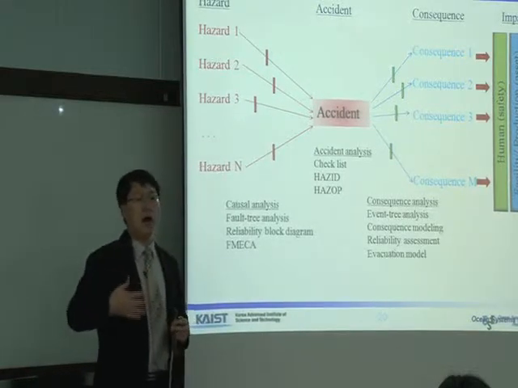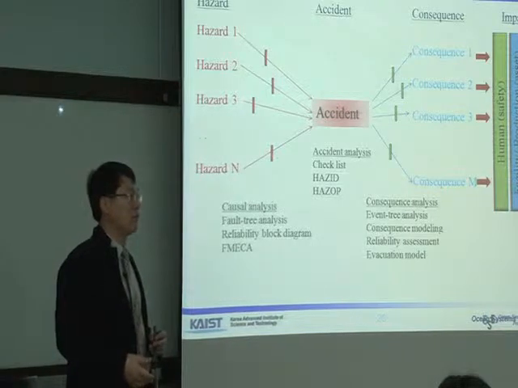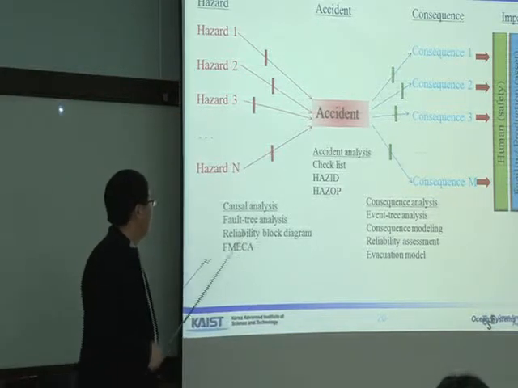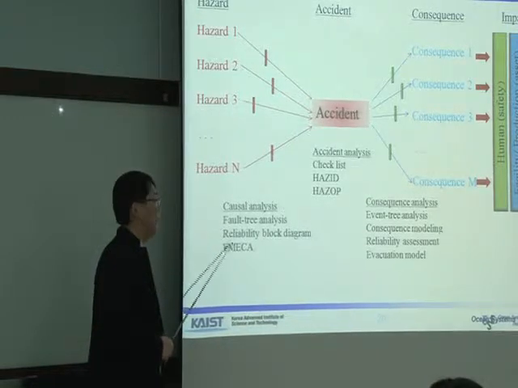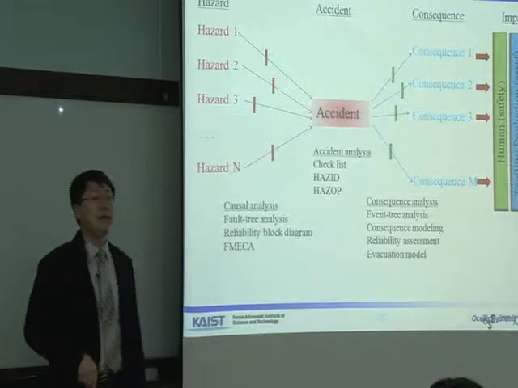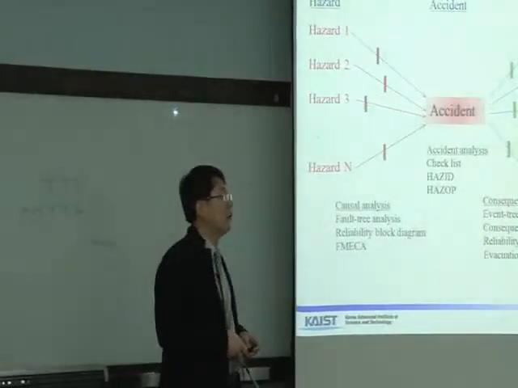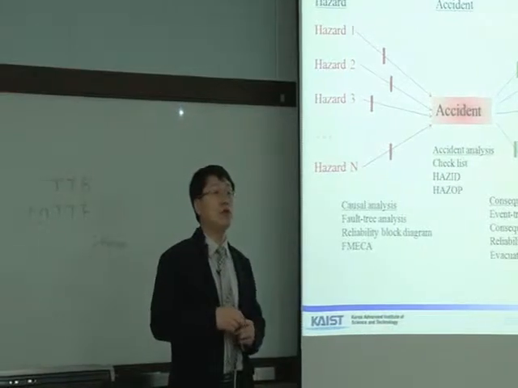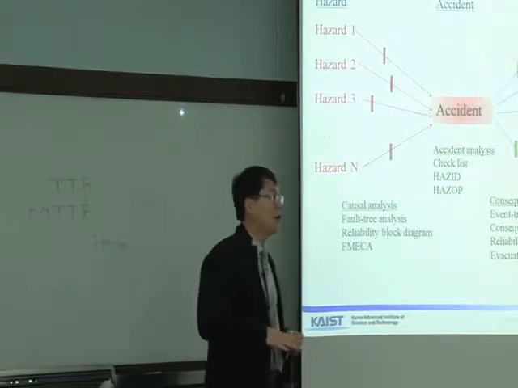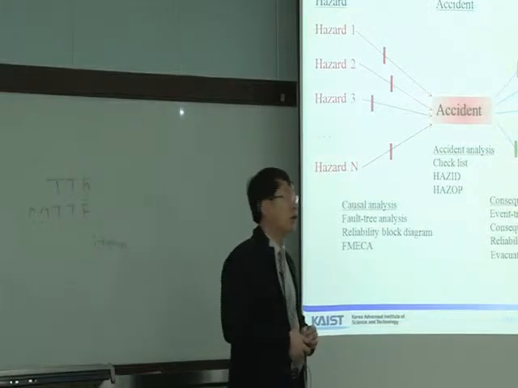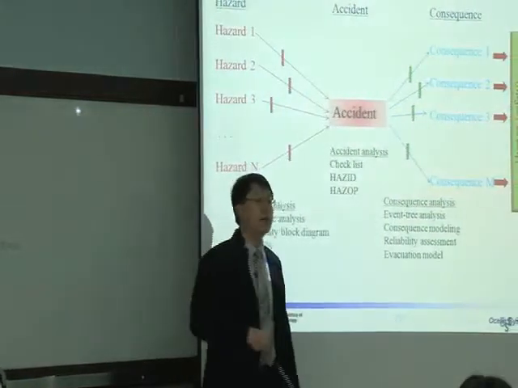How can an accident develop from a hazard? So we can apply fault tree analysis, reliability block diagram, and FMEA. These are all tools developed in system reliability engineering. So if you want to be a good engineer, you should know two sides of the story. One is causal analysis, the other is consequence analysis.